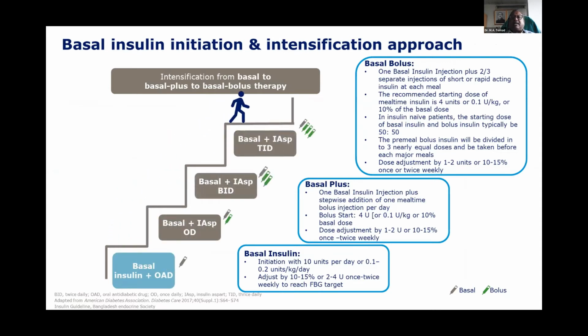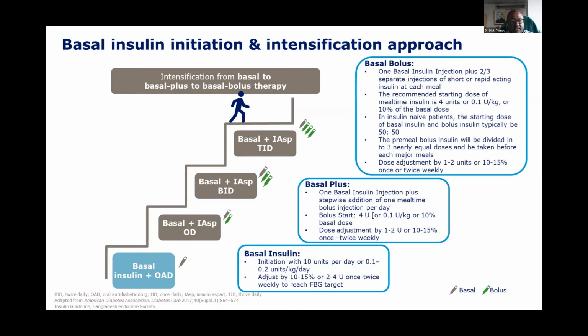So in all guidelines you saw, we have to start with basal insulin. The basal insulin, how the stepwise we are initiating and intensifying insulin. You see, the basal insulin is initiated at 10 units per day, that is 0.1 to 0.2 units per kg per day, adjusted by 10 to 15%, that is 2 to 4 units once or twice weekly, to reach the fasting blood glucose target.